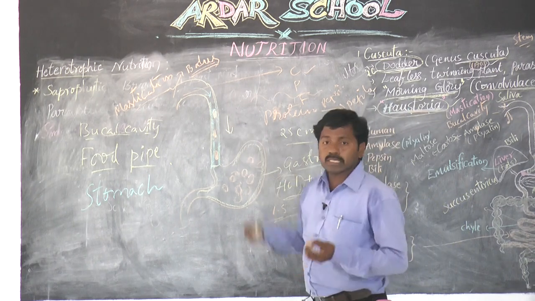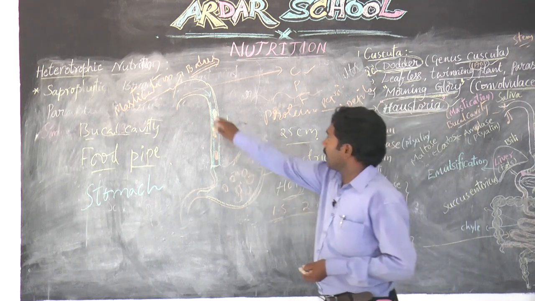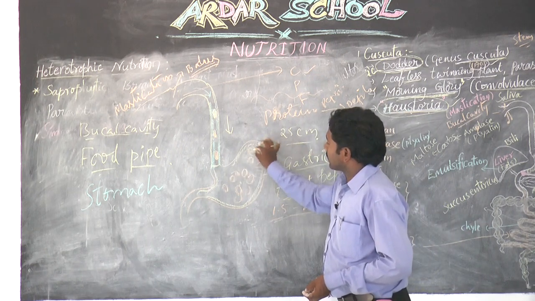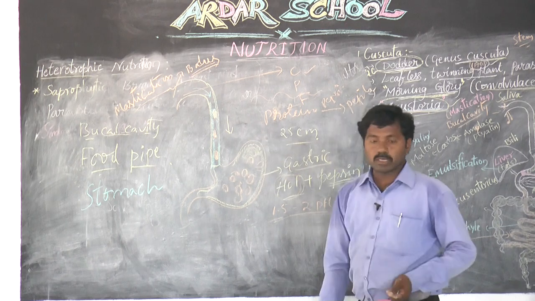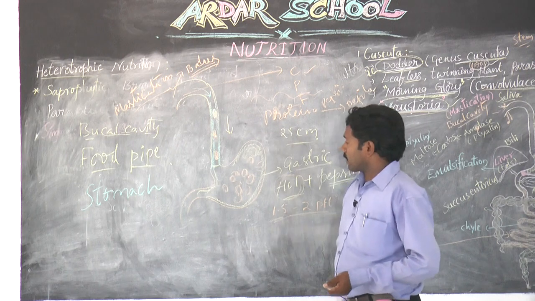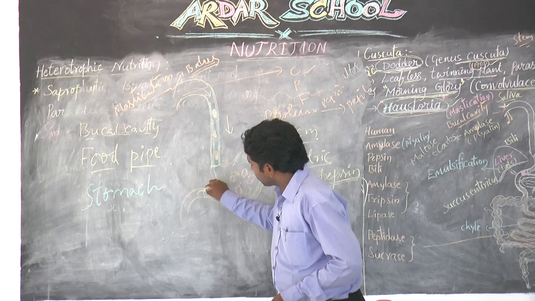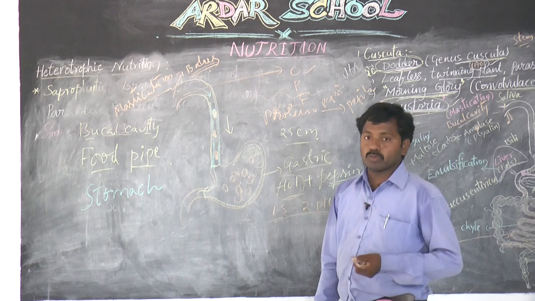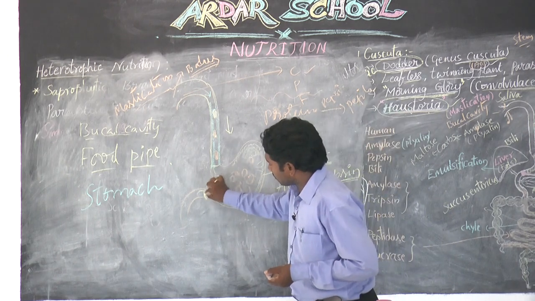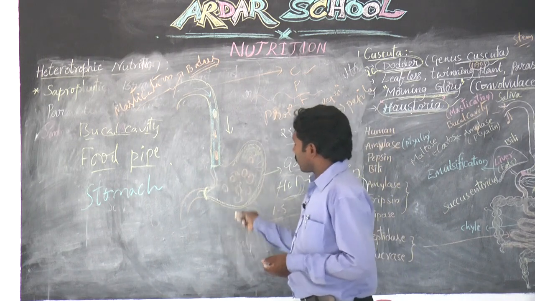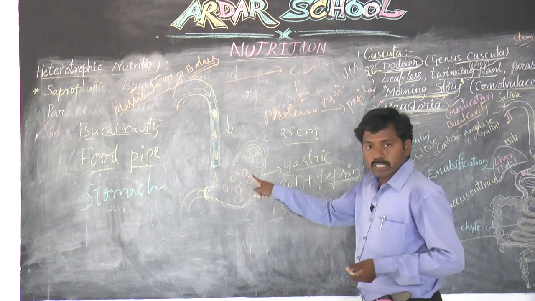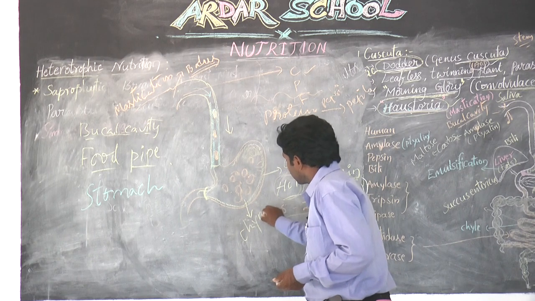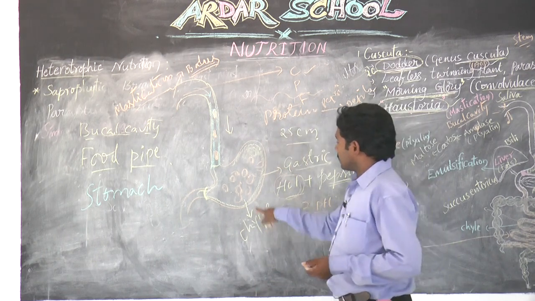Next. When you are taking the food material, at the time some gas also we can take. That comes and settles here, in this part of the stomach. In the same way, at the beginning of the stomach and the end of the stomach also, sphincters are available. This is called the sphincter. It can also allow the food material. After churning, the food material is called chyme.